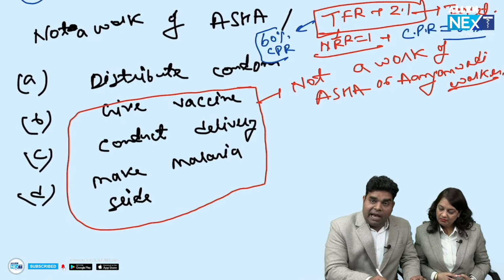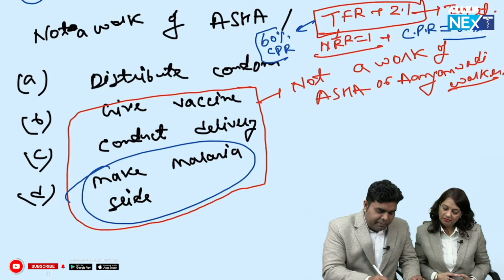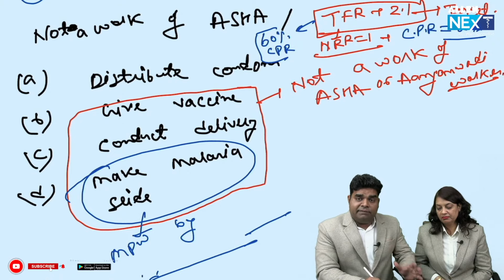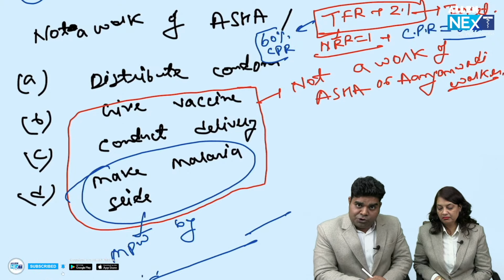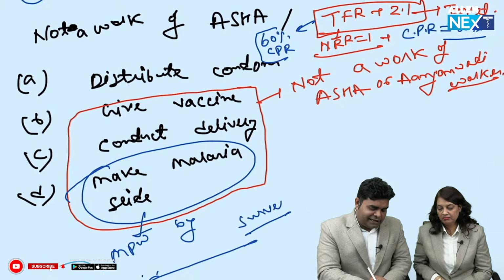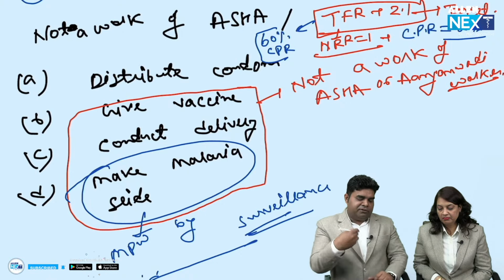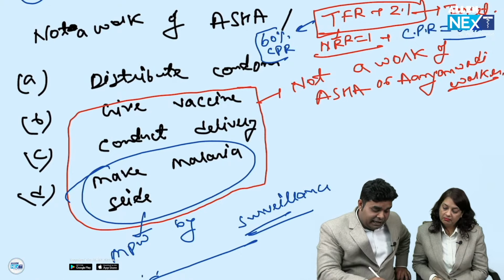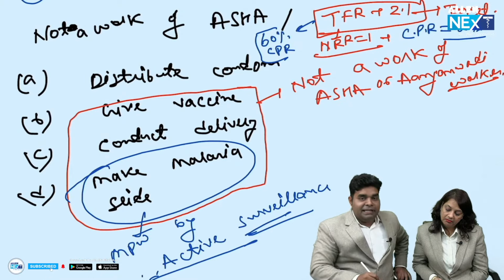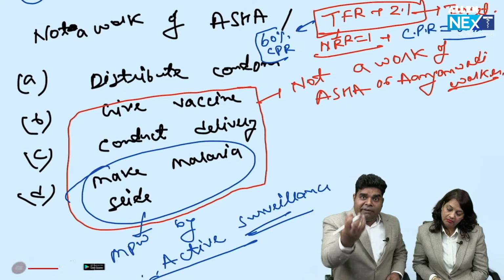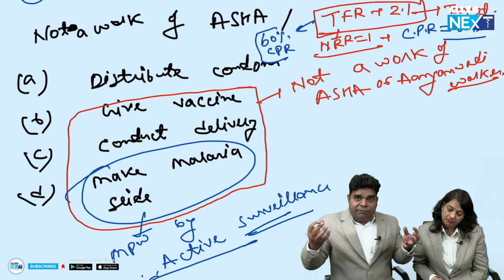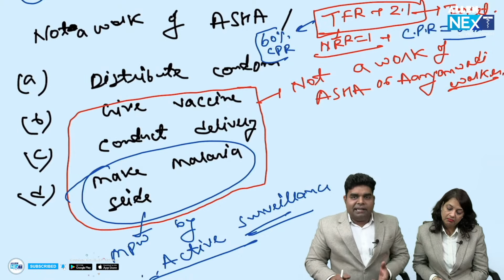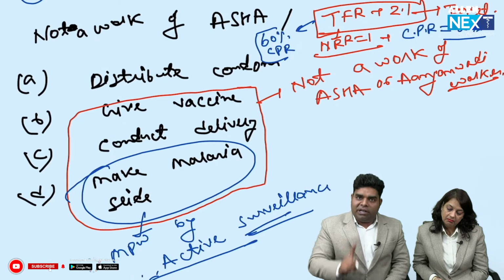And do remember that these 3 are not a work of ASHA. We already discussed that making malaria slide is a work of MPW. By which type of surveillance do they make the slide? Passive, active or sentinel? That is your question. If you have heard the discussion or you know it, you can answer it. They are going into houses and searching for hidden cases, so that is active surveillance. Passive surveillance is notified cases which come to hospital themselves. If you add active and passive, that becomes sentinel surveillance. So sentinel surveillance is for all cases, active for hidden, passive for notified cases.